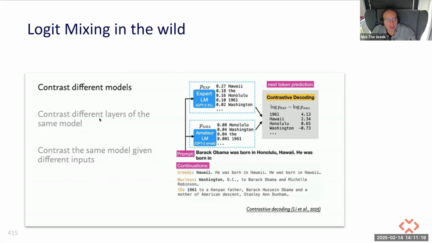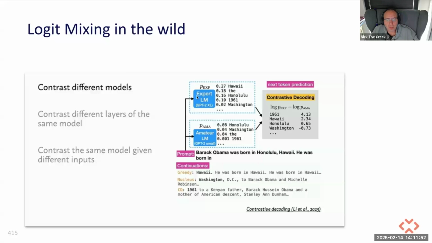What happened is you can take the same language model and compare the output from different layers of the same language model, or you can take the same model from different checkpoints, or you can take the same model and compare the logits with different inputs.